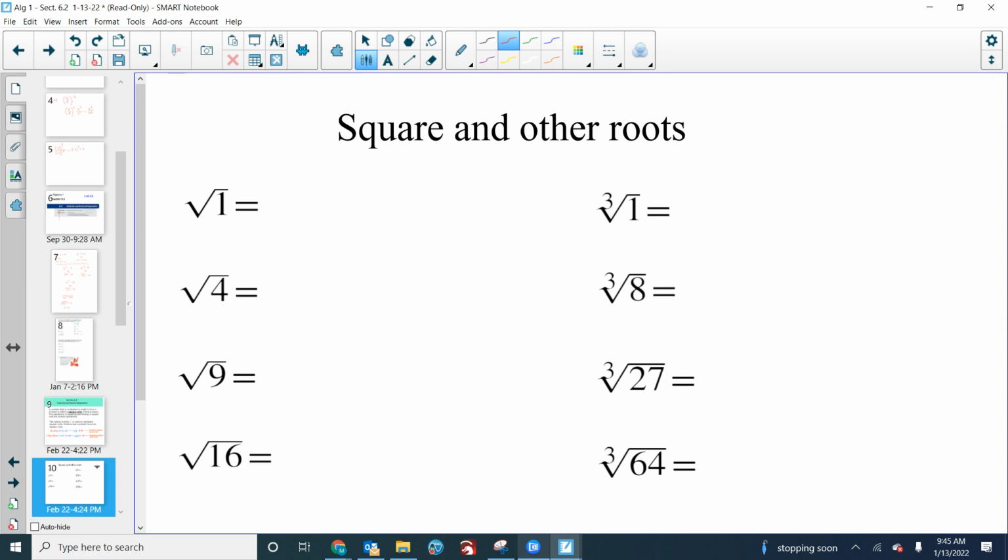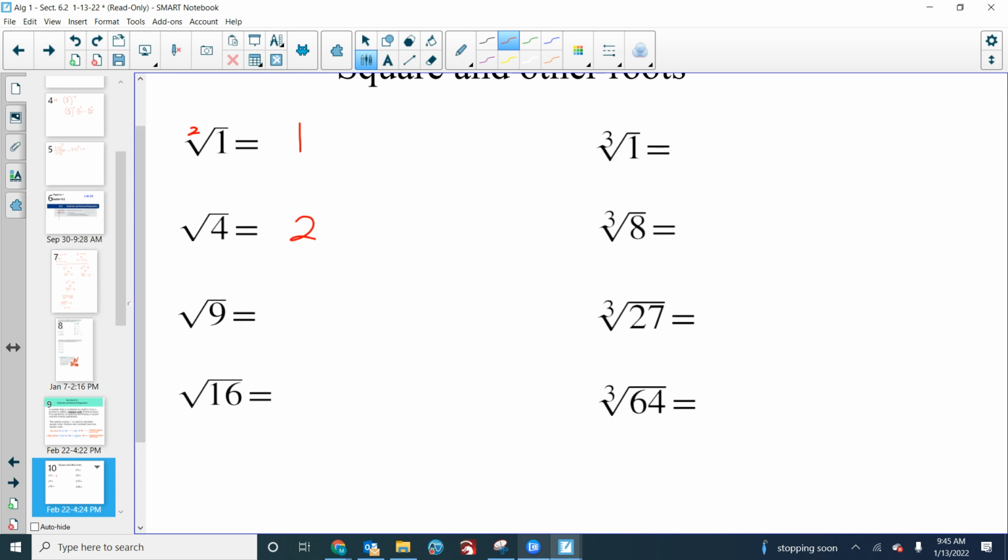So let's talk about this. Let's practice our square roots and cube roots. This is a square root. They won't put a 2 there. Any other root, like a cube root or fourth root, they have to put a 3 or a 4 there. If it's nothing there, it's understood to be a square root. A square root asks what question? What number times itself gives you that number? What's the square root of 1? 1. What's the square root of 4? 2. What's the square root of 9? Square root of 16? 4.